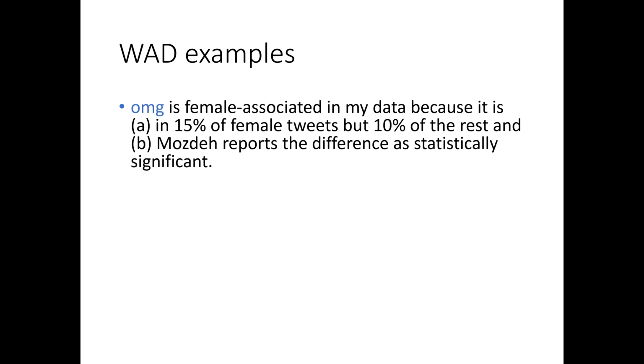So let's have a look at some examples. Let's say we've found OMG in our collection of tweets, and it's a female associated term. It's female associated in a particular set of tweets because it's in 15% of female tweets, but only 10% of the rest. So it's higher in the female, so that makes it a candidate for female associated. And Mojday reports that the difference is statistically significant. So OMG would be a female associated term.